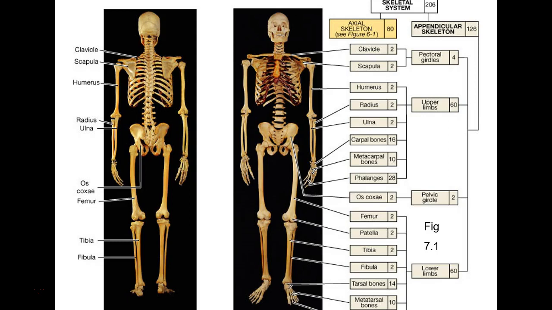So let's look at this. It's kind of weird, but we just got finished with the axial skeleton, and now we're talking about the appendicular skeleton. So this is the bones of the appendicular skeleton in this column. They're divided into the pectoral girdles, the upper limbs, the pelvic girdle, and the lower limbs. In that side of your book, this is an older edition, so yours might be written a little bit differently.